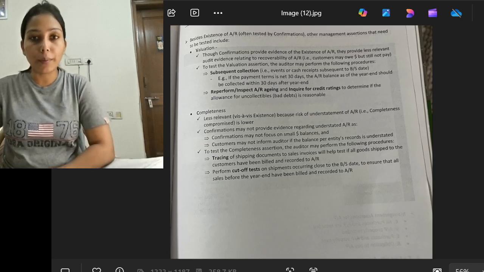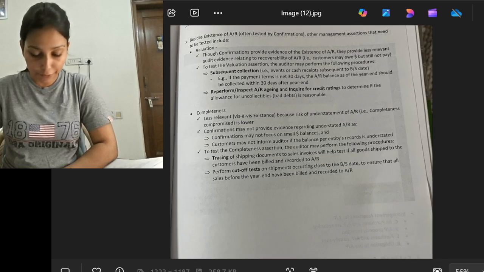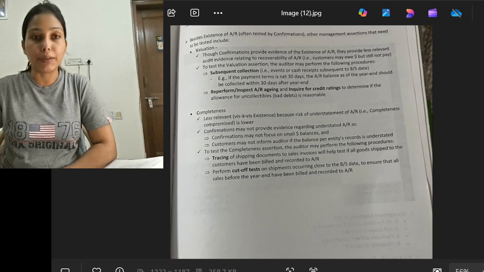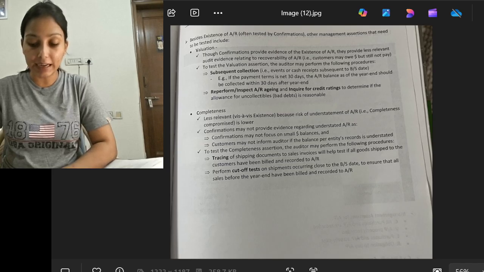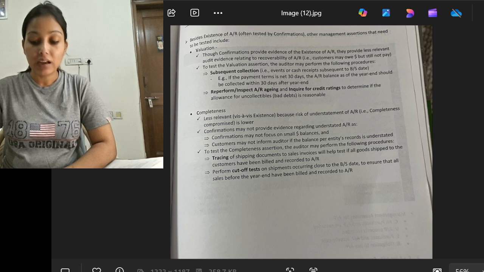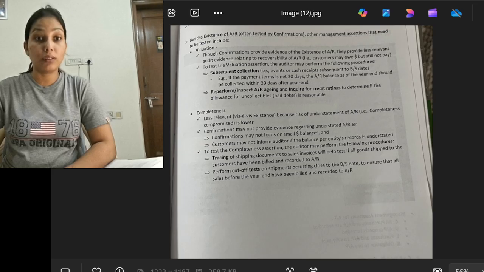Now, besides the existence of the AR, which is often tested by confirmation, there are other management assertions that need to be tested, such as valuation. Though confirmation provides evidence for the existence of the AR, it provides less relevant audit evidence relating to the recoverability of the AR. Like, a customer may owe but not pay, so there can be cases of bad debts.